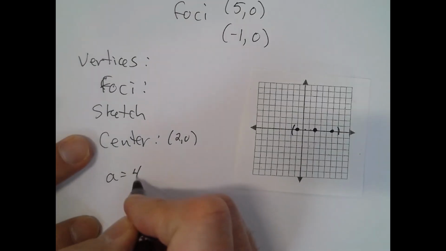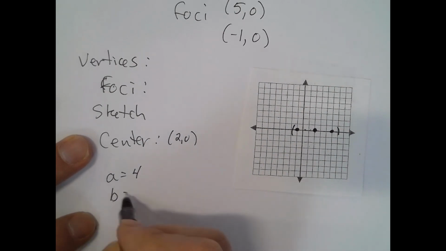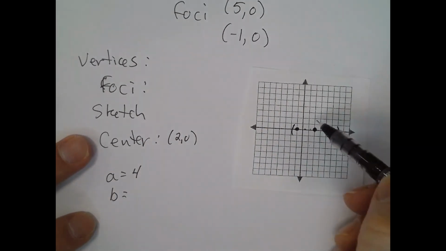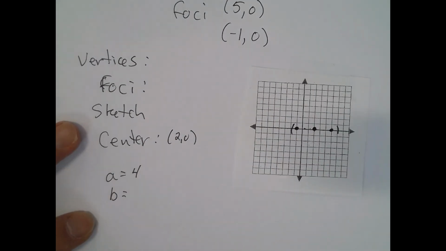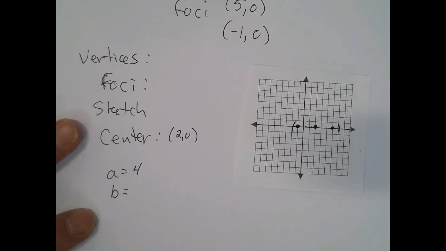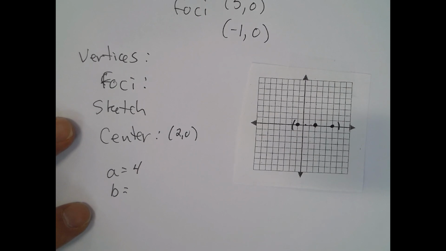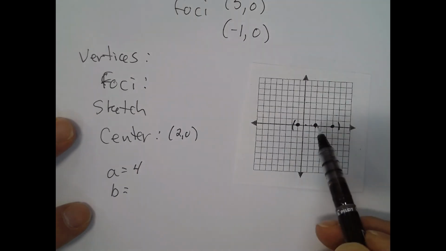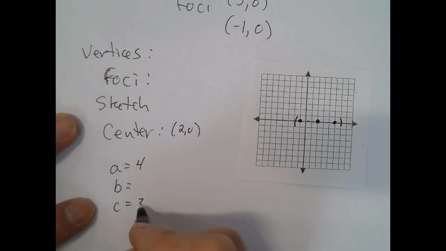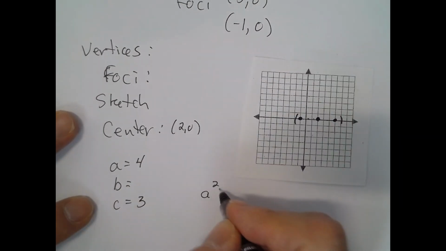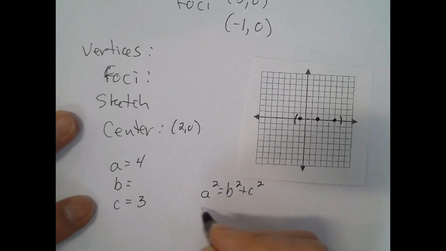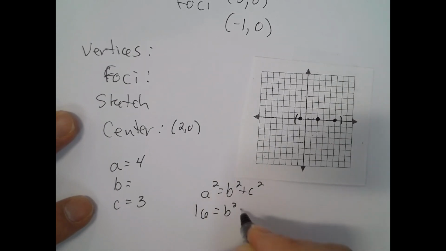If A is 4, what's B? Do we know yet? How can we figure it out? A squared plus B squared. Well, we need C. Do we know C? Yes. What's C? 3. C is 3. Very good, because it's the distance from the center to a focus. So C equals 3. So then A squared equals B squared plus C squared. 16 equals B squared plus 9. So B squared equals 7. So B is the square root of 7.